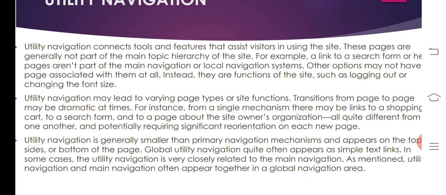So the article has some subtopics. The type of site functions is in transitions from page to page, so you may look for some content. If you have the page number, then immediately you can find the content. The page above, site owner and organization are quite different from one another, but the information is also different.